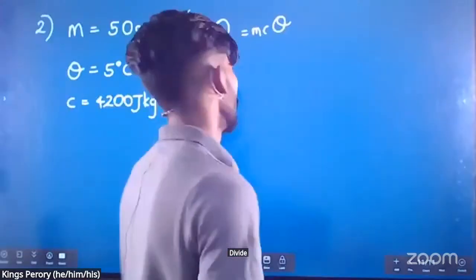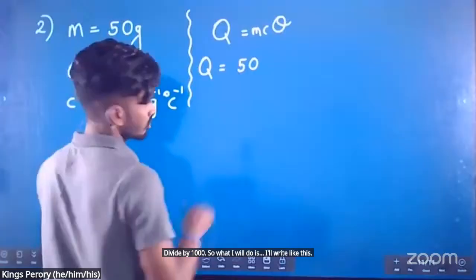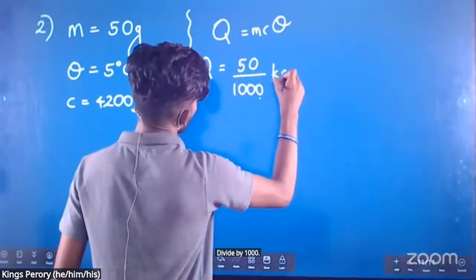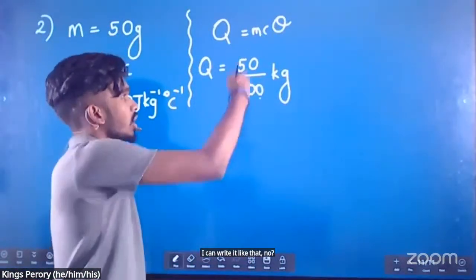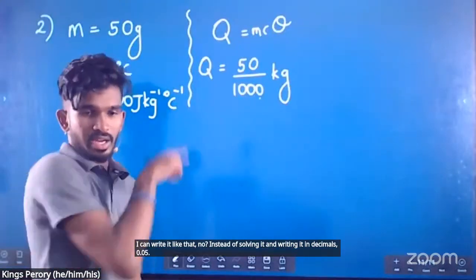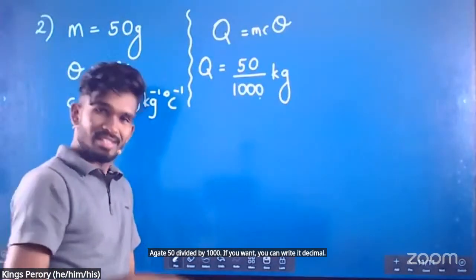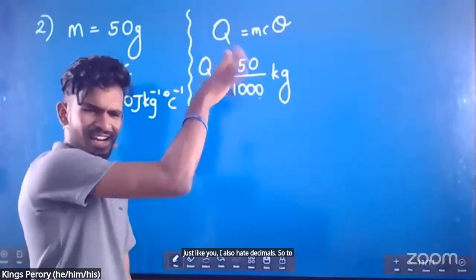Divide by 1000. So what I will do is, I'll write like this: 50 divided by 1000 kilograms. I can write it like that, no? Instead of solving it and writing it in decimal 0.05, I can write 50 divided by 1000. If you want, you can write it in decimal. Just like you, I also hate decimals. So to avoid decimals, I'll write it like this.